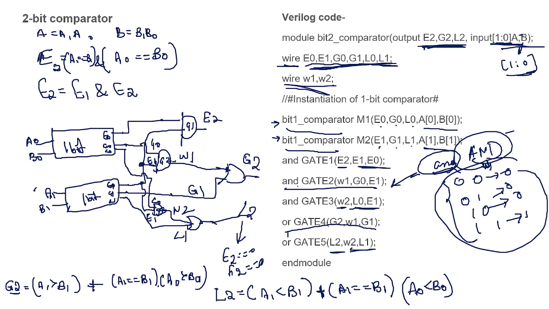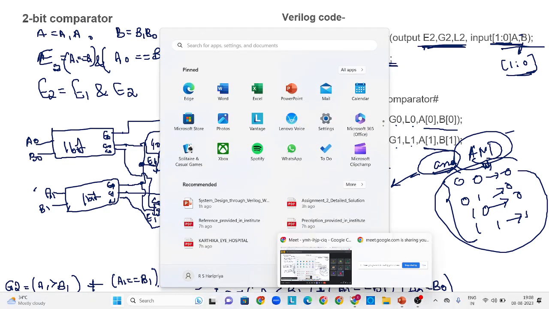Is it clear? Fine. Now clear? Any doubts? Now the 2-bit comparator is fine, right? Any doubts?